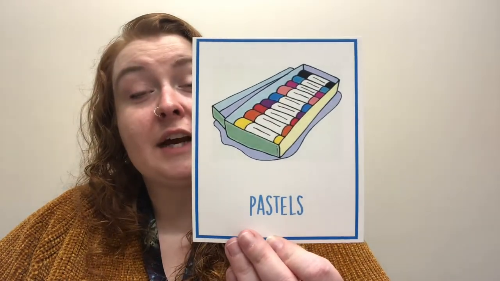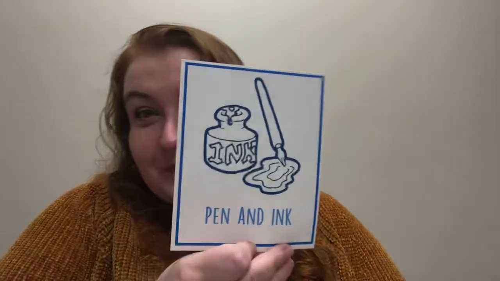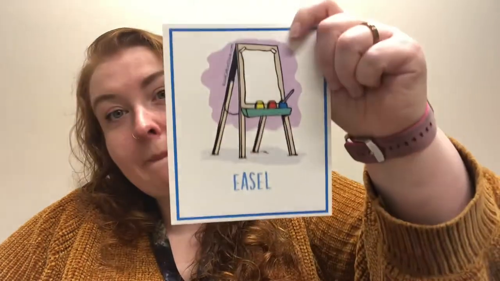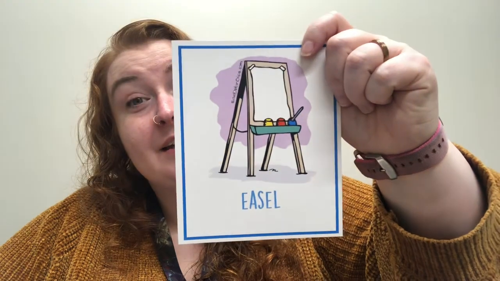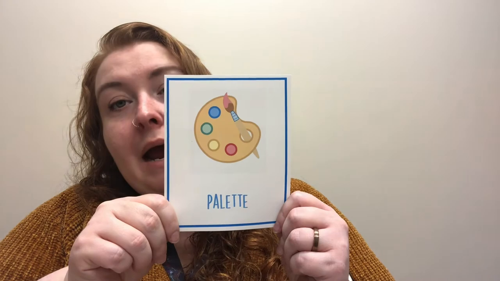And that one, fabric, but what's the special art word for fabric? Textile. Oh, they're like a crayon and chalk mixed. They're called pastels. Good. Pen and ink. And easel rhymes with weasel, easel. A paint palette, excellent. Oh, paint brush, man, you're getting good.